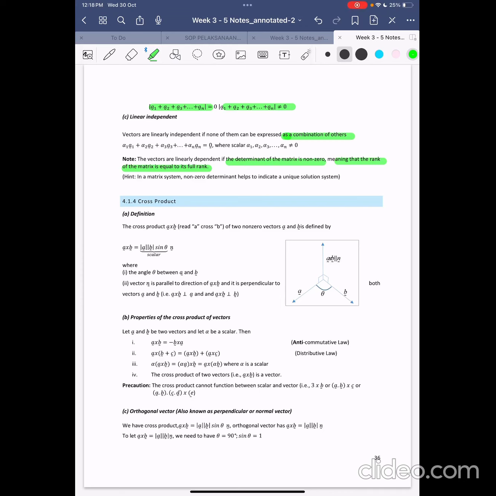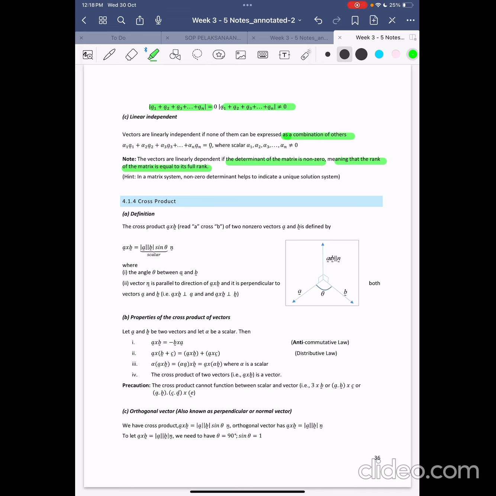All right, now we look into the fourth part, 4.1.4, which is the cross product. The outcome of the multiplication between two vectors can be two types. Just now we looked into the dot product. Now we look into the cross product. The way we pronounce it is A cross B.